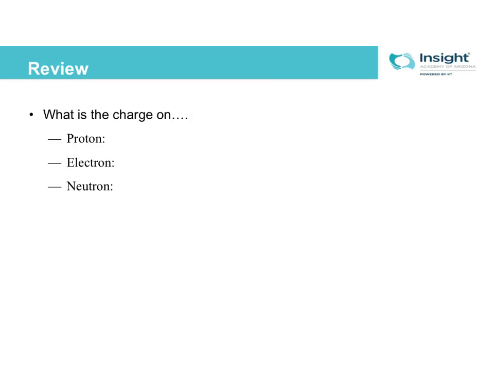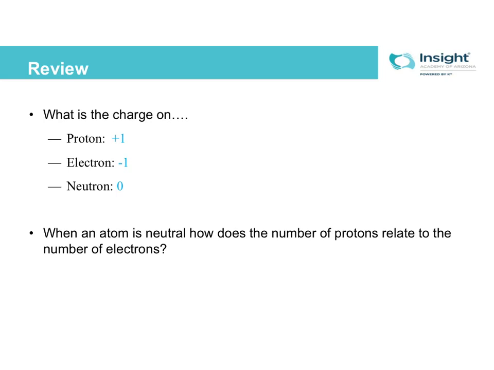So, real quick, remind me, what are the charges on the different subatomic particles? Your protons, your electrons, and your neutrons. Hopefully you said +1, -1, and 0. So when an atom is neutral, this is what we were talking about in the last lesson, how does the number of protons relate to the number of electrons? If an atom is neutral, the number of protons equals the number of electrons. Which means that for us to get those charges, we have to have unequal numbers.